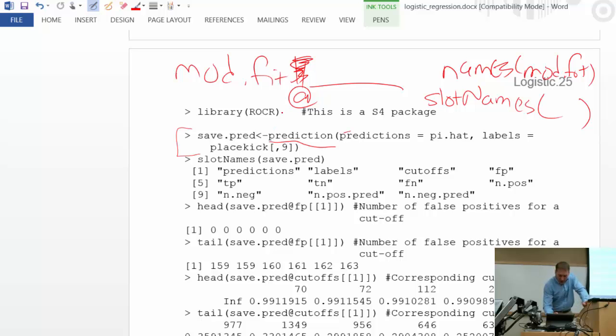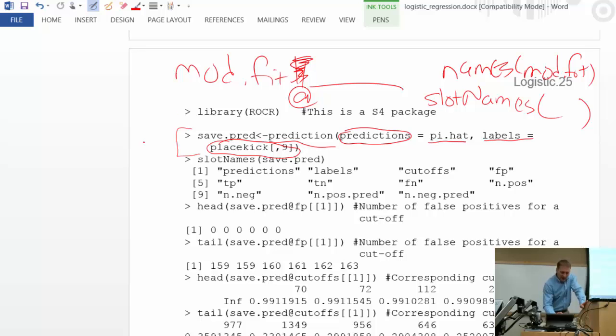So there is an argument inside of the prediction function called predictions. This is where you can put in your pi hats. So I'm just using the resubstitution method here. So I put in my pi hat that I calculated before. And then in the labels argument, this is where you specify, well, was this truly a success or a failure? So remember the 9th column, PlayStick, gave me that information. That's my good variable.